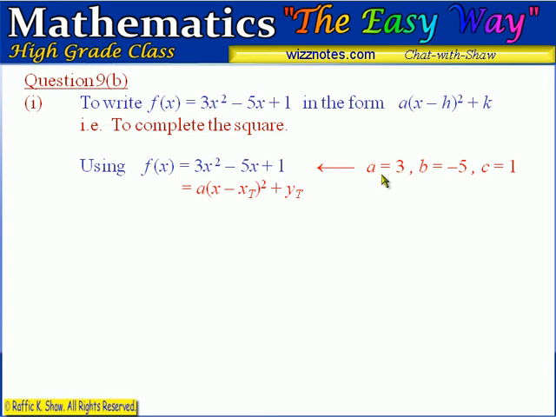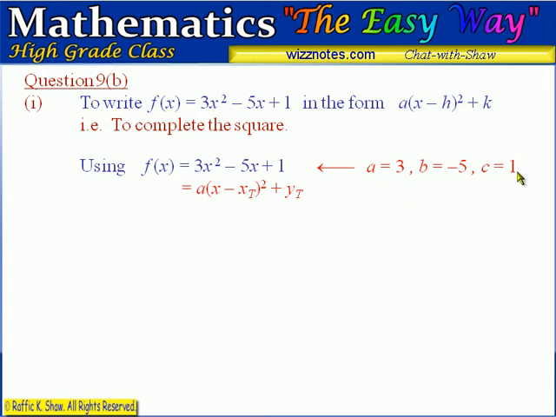A represents the coefficient of the x squared term, and that is 3, and so a is 3. B represents the coefficient of the term in x. The coefficient of x in this case is -5. We have to carry the sign as well, and so the coefficient of x is given the letter b, and that is -5. And then c is the constant term in the quadratic expression, and therefore c is equal to 1. So for this quadratic function, a, the coefficient of x squared, is 3, b, the coefficient of x, is -5, and c, the constant term, is 1.